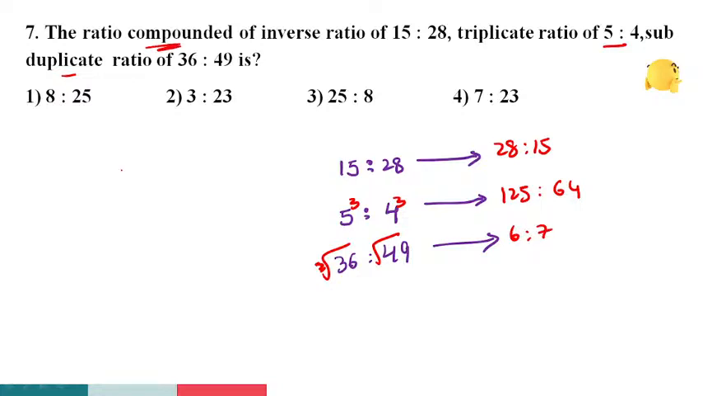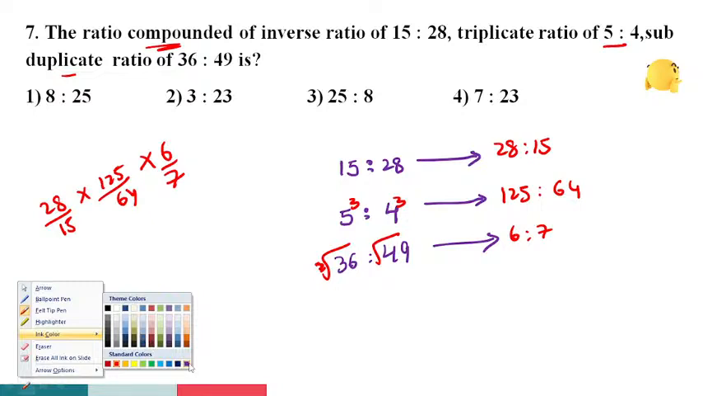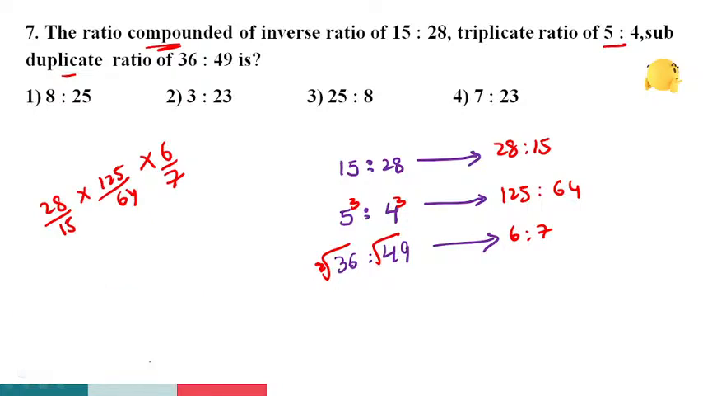Since he said the ratio compounded: 28/15 into 125/64 into 6/7. What is the answer, guys? Anyone? Calculate fast. Somebody is saying 25 is to 8. Very good, excellent. Option 3 is the right answer, guys.